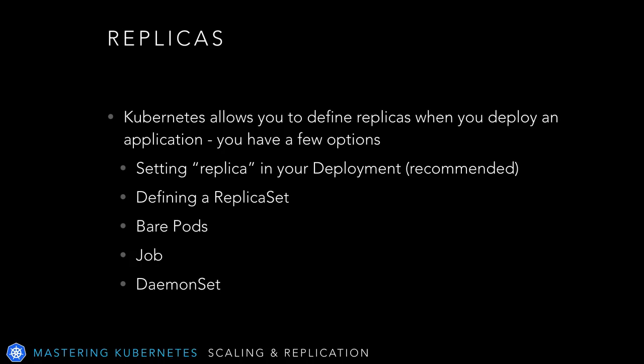Kubernetes gives you a variety of options to define how a pod should scale. By far the most robust, flexible, and frequently used is setting the replica options in your deployment. It's what we'll do today. Just for the record and for your knowledge, you can also define a replica set, deploy multiple bare pods, define a job. This is useful if you're doing a niche form of batch processing, or a daemon set if you're looking to replicate older software patterns like daemons.